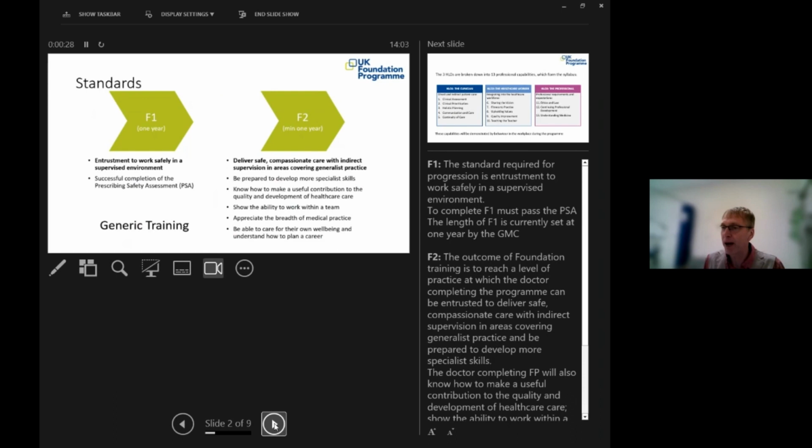Just a quick reminder about the background of Foundation and why we're doing all this. Part of medical training, and like all training programs, there are requirements to be completed for Foundation doctors to pass out at the other end and go into either further training or other roles.